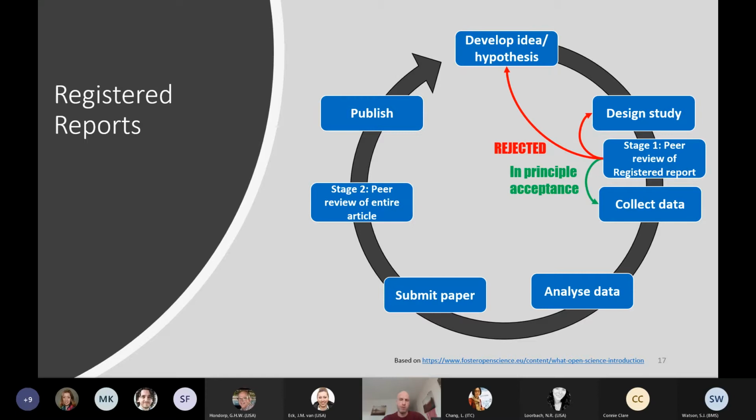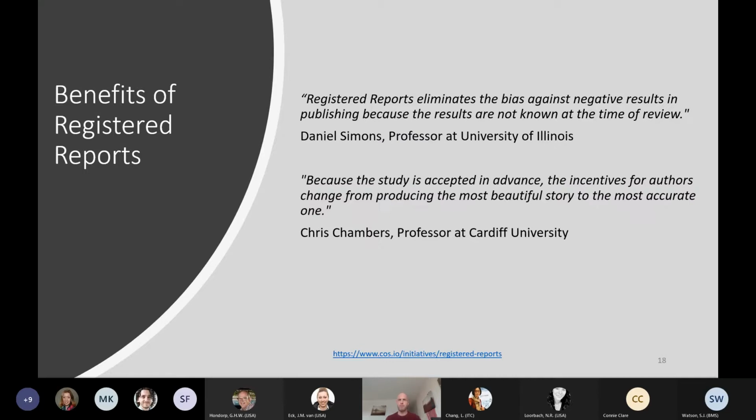And the benefits of registered reports are quite well summarized in the following 2 quotes. One quote is by Daniel Simons, who is a professor at the University of Illinois. He said, registered reports eliminate the bias against negative results in publishing because the results are not known at the time of review. So at the time of the review at stage 1. And Chris Chambers, professor at Cardiff University, said, because the study is accepted in advance, the incentives for authors change from producing the most beautiful story to the most accurate one.